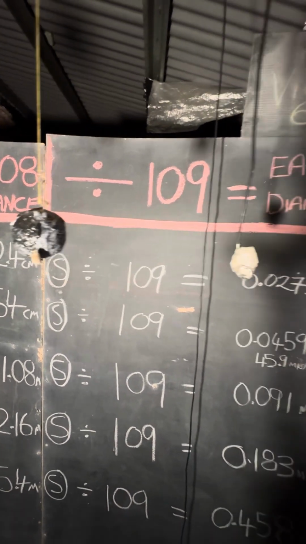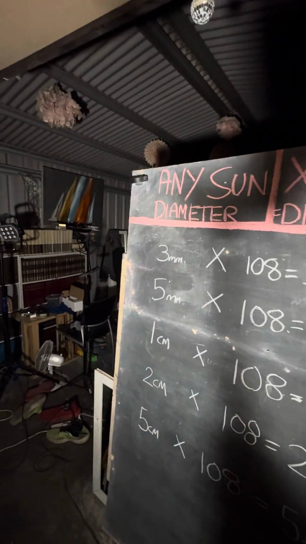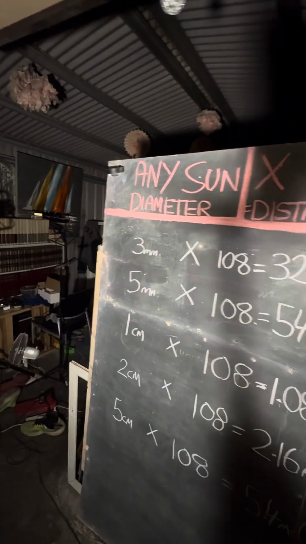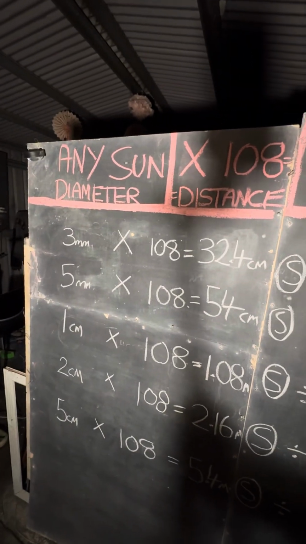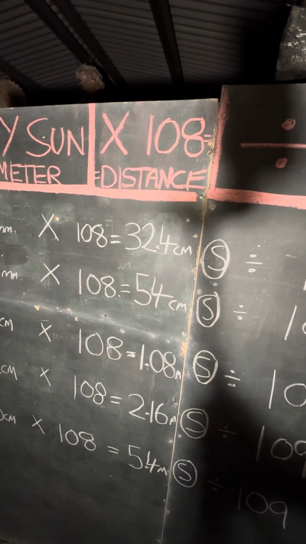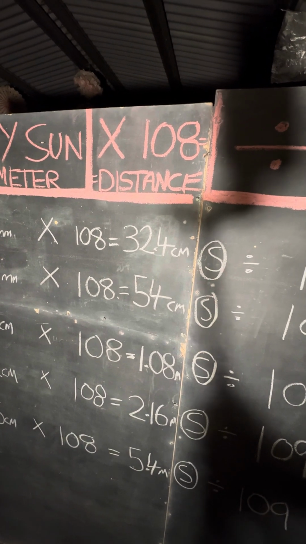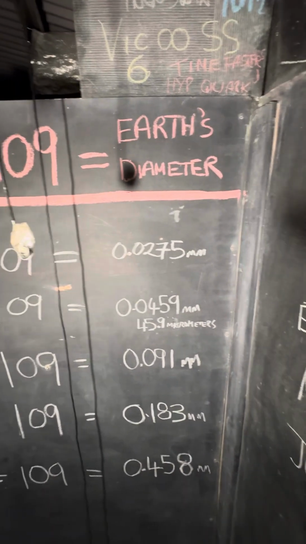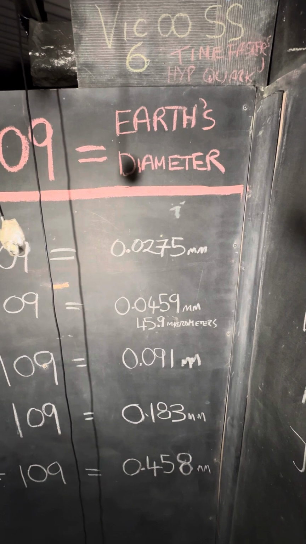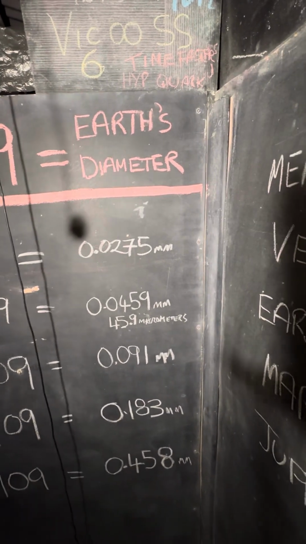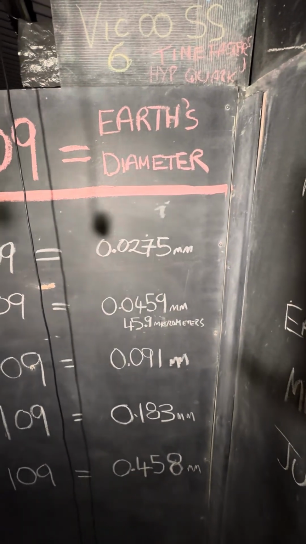Tiny, right? So then we've got Earth. I did the Earth at 5 millimeters, just for depth, just to compare it with something. We multiply the 5 millimeters by 108 and we get 54 centimeters. That's the distance between the 3mm bulb and the planet Earth. But Earth would now be 0.0459 of a millimeter. So that's just under a 20th of a millimeter, right?